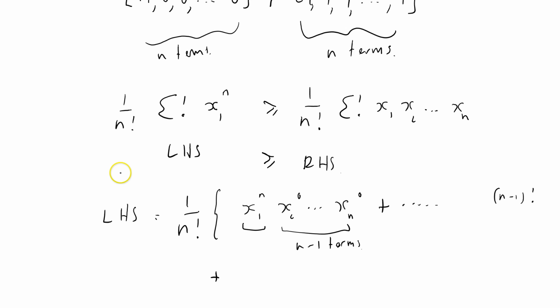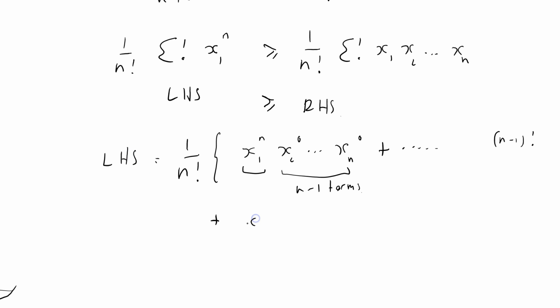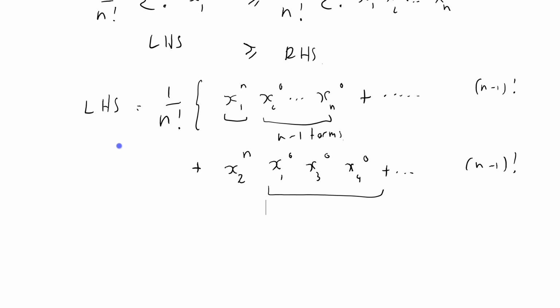Plus x2 to the power n times x1 to the 0, x3 to the 0 because we've got an x2 there, so the next one's x3, x4 to the 0, plus all the way along. And we've got another n minus 1 factorial terms because we can rearrange these guys in any way that we like. And so on. Plus xn to the power n, times x1 to the 0 all the way through to xn minus 1 to the 0, n minus 1 factorial terms.